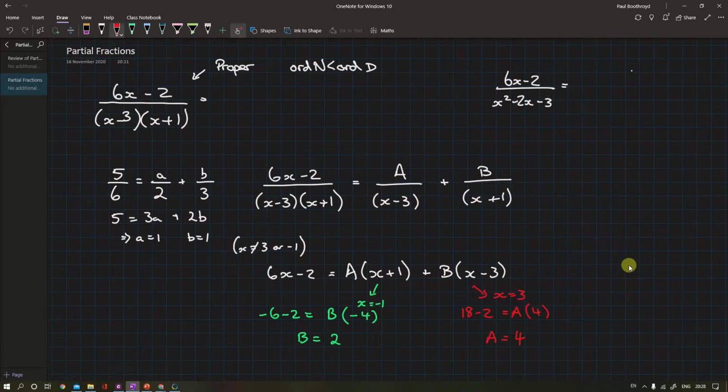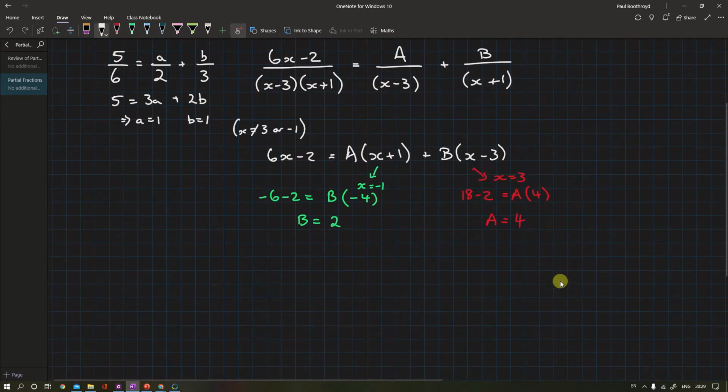Apart from when you get piles of things, then you wind up building lots of simultaneous equations. The alternative method is by equating coefficients, just as we did before, which we will do. Oh, sorry. So that was substitution.